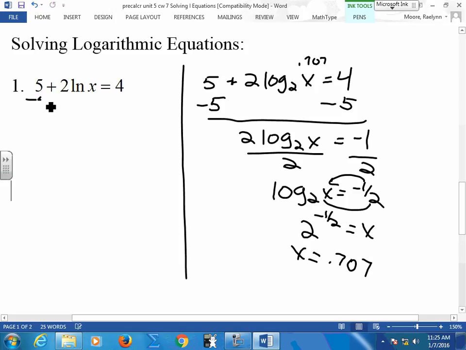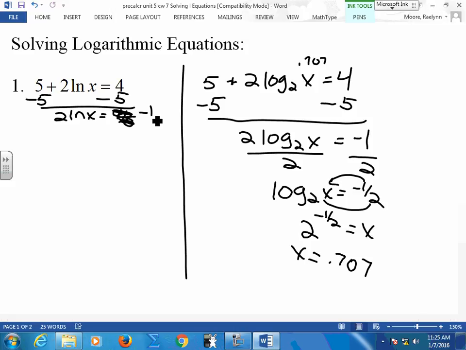Can I subtract 5? Yeah, what happened? I'm sorry. I'm subtracting 5. What happened to the log? Well, we had to get rid of it, but we couldn't get rid of the log when it's on one side. We can't automatically cancel it out because it's an equal sign. We can't put it on the other side because we'd have to put it again on this side. So when you have one log, you're going to flip that to an exponential equation.